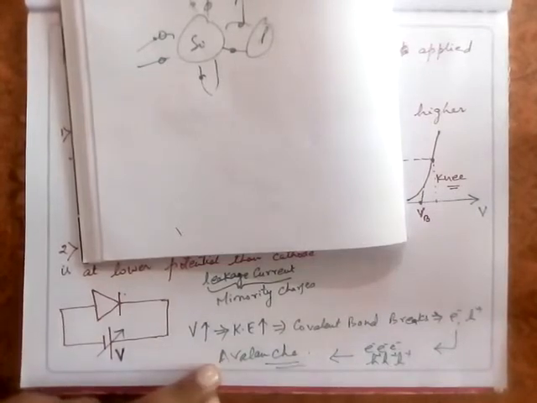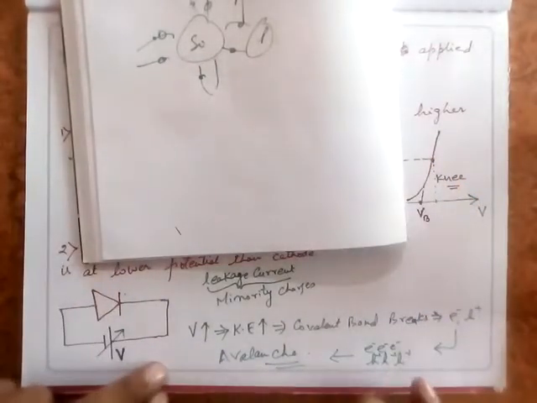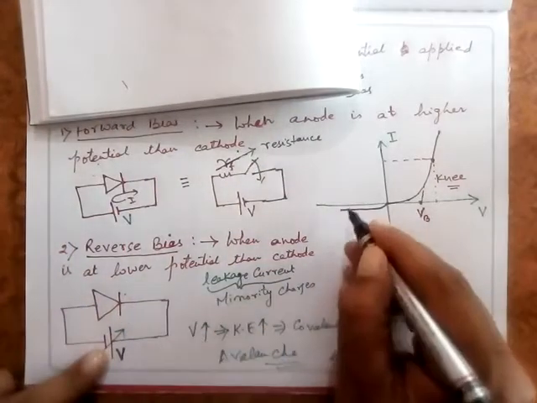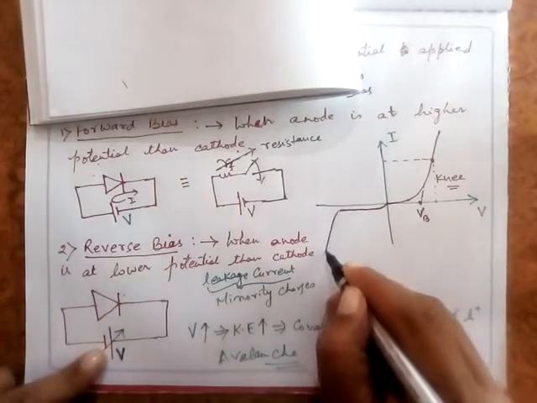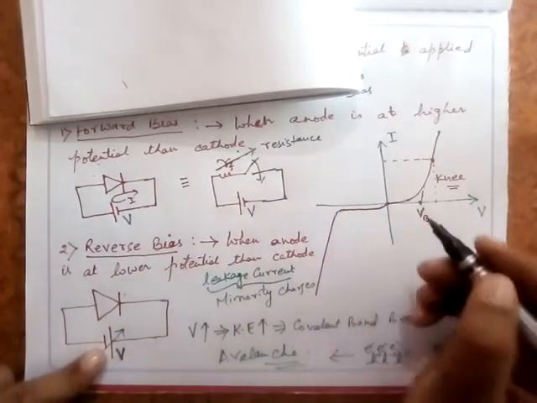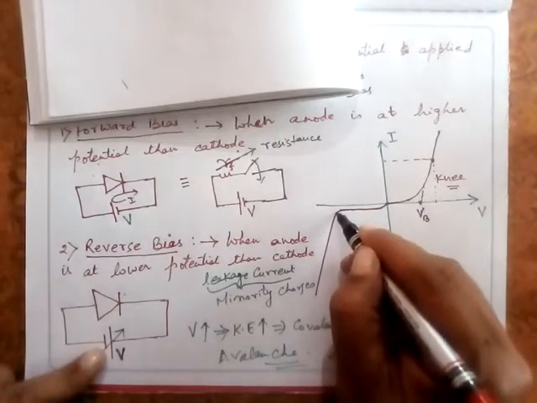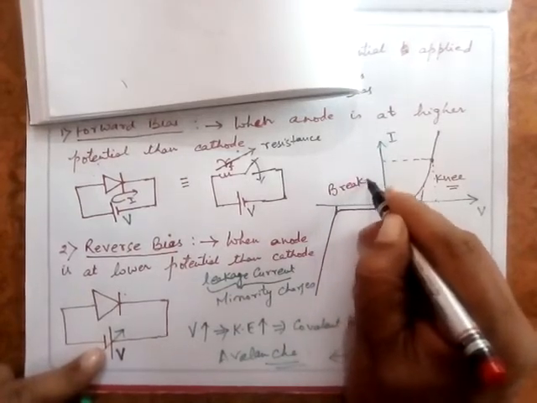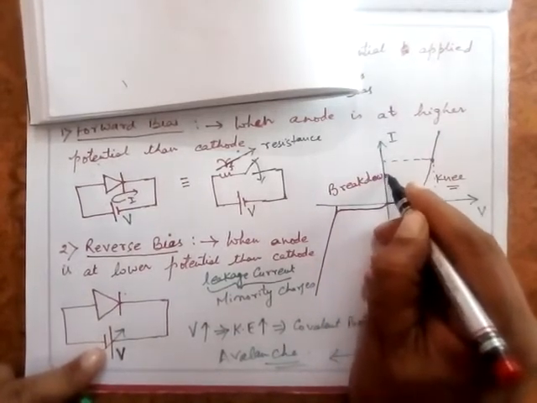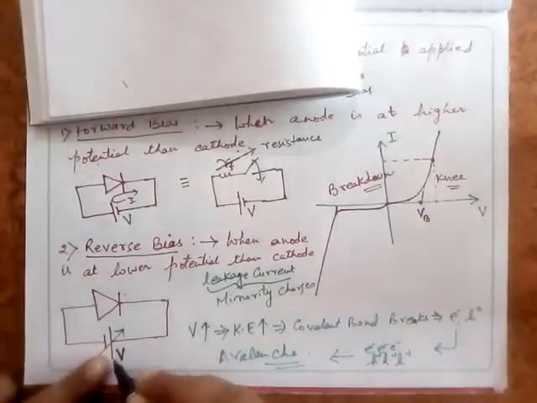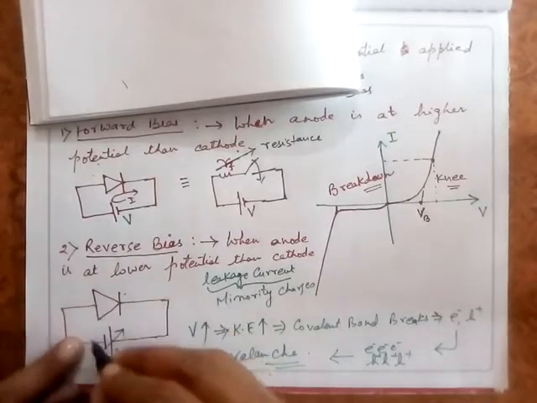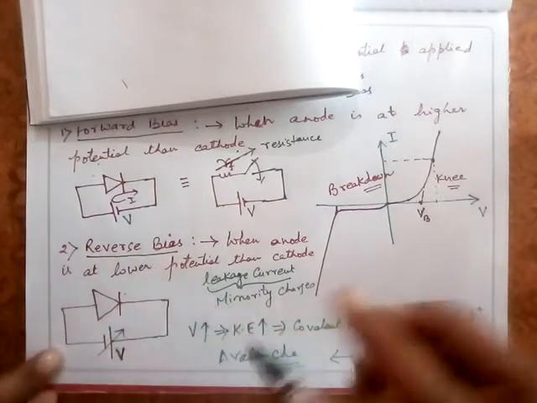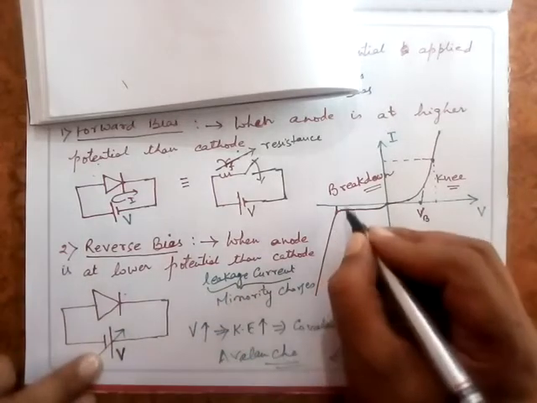A large amount of charge. And whenever there is a large amount of charge, it means a very high current will flow. Under this condition, if I keep on increasing this, a stage will come that a very high current will flow. And the voltage at which this occurs is called the breakdown voltage. Remember that this increases the junction temperature and the diode may get damaged. So one should avoid this breakdown.